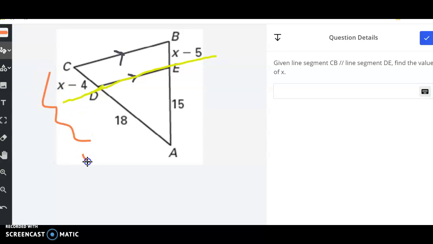So it kind of already sets my fractions up for me because here is a fraction. So we'll go x minus 4 over 18. And then over here is my second fraction. So equals x minus 5 over 15.